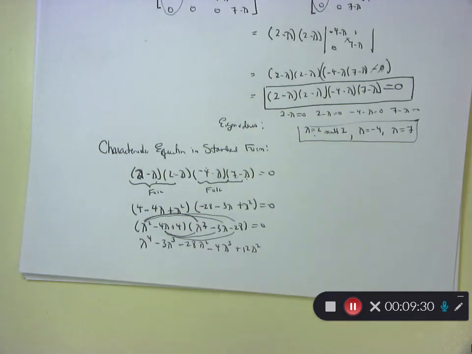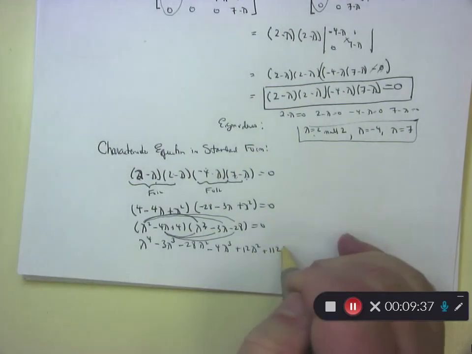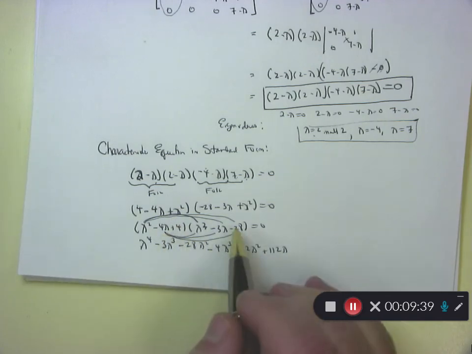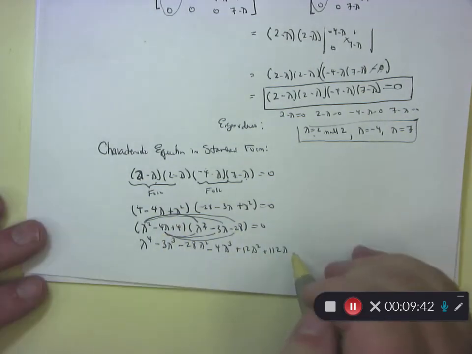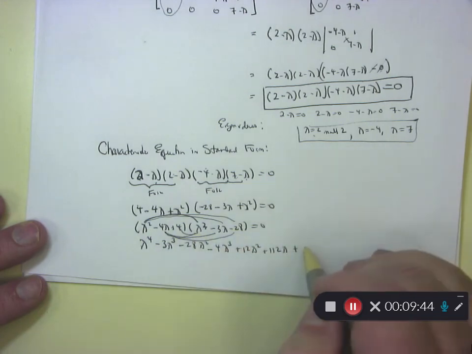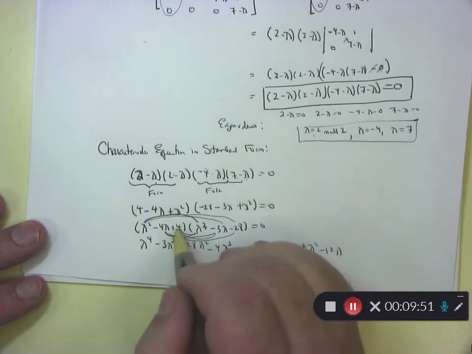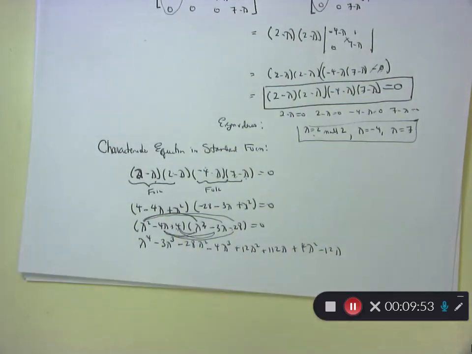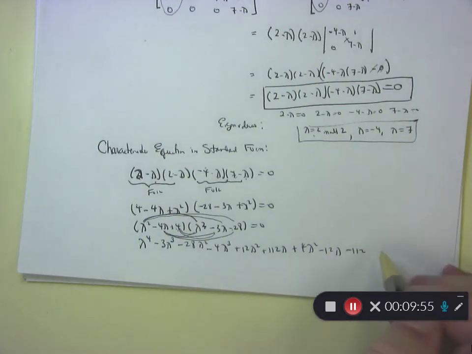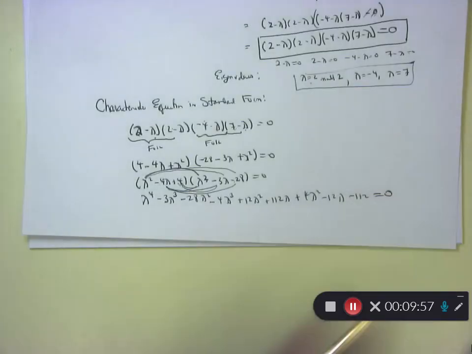Big, so grab my calculator here, just make sure I don't screw it up. Negative 4 times a negative 28 is 112 plus 112 lambda. Okay? And then plus 4 times lambda squared is 4 lambda squared. 4 times a minus 3 lambda is a minus 12 lambda. And 4 times a minus 28 is a negative 112. Again equal to 0.